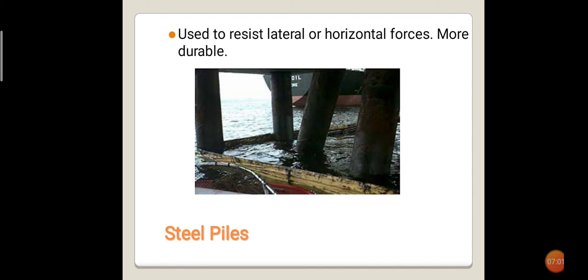Next one, steel piles. As its name implies, we are using steel as piles. It is used to resist lateral or horizontal forces. It may be a more durable one. Here we have different cross sections of steel piles: H pile, box pile, tube pile, etc. So these are some of the types of cross sections of steel piles. It may depend upon the application where we use it.